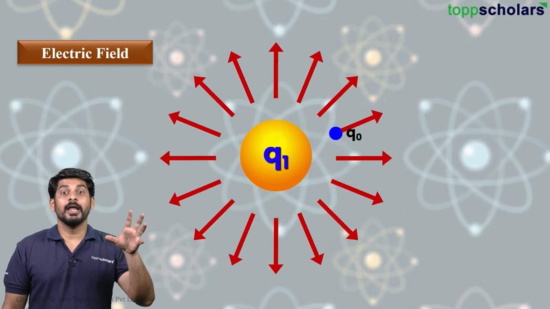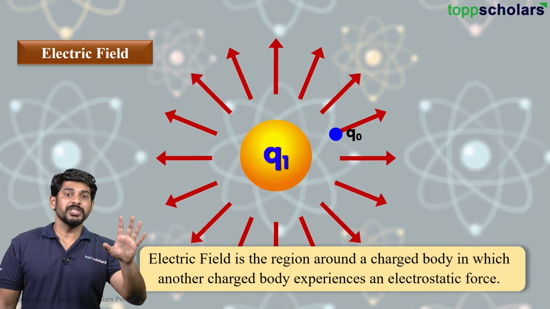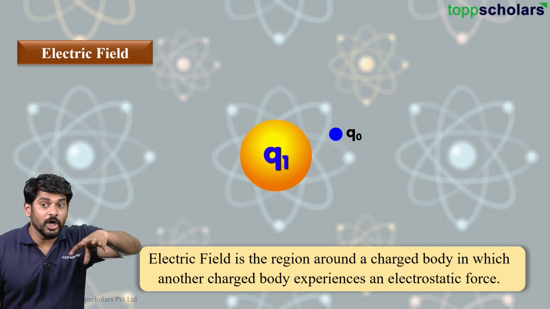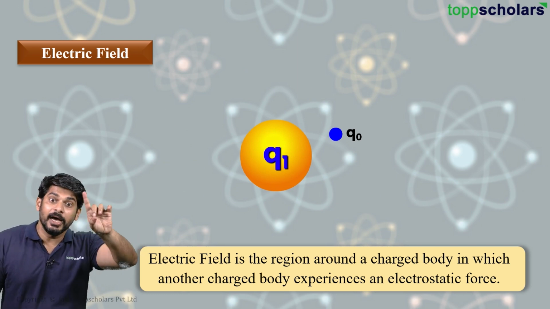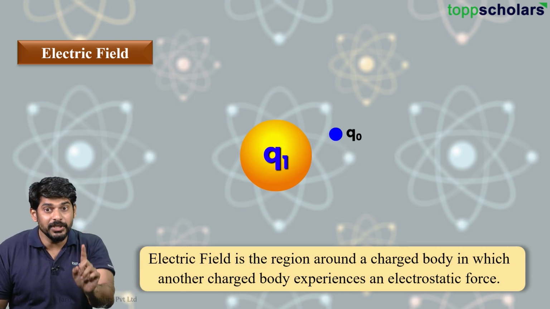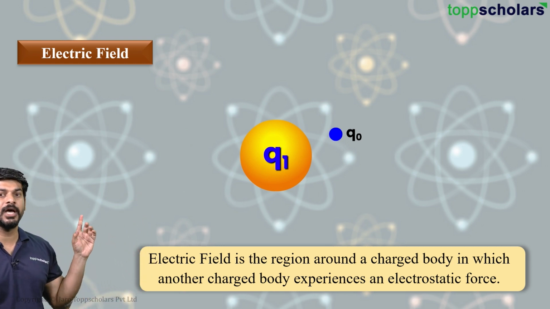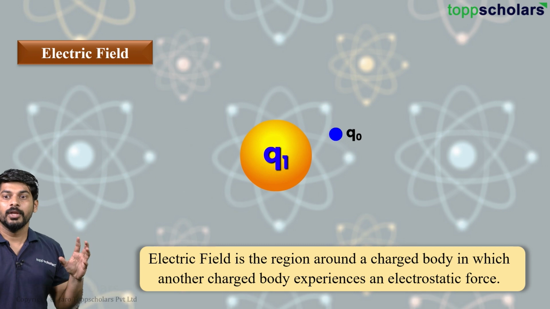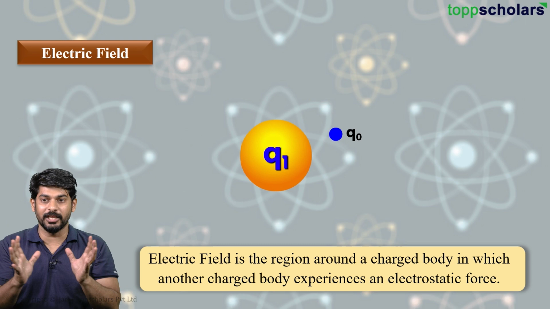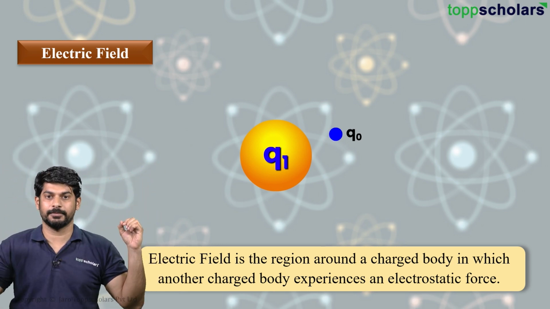Moving on now, we are going to talk about what exactly is electric field. Basically electric field is the region around a charged body in which another charged body, or another charged particle, experiences an electrostatic force. As we can see over here, we have a charge Q1. Now this charge Q1 produces its electric field around itself, and this field is theoretically spread up to infinite distance.